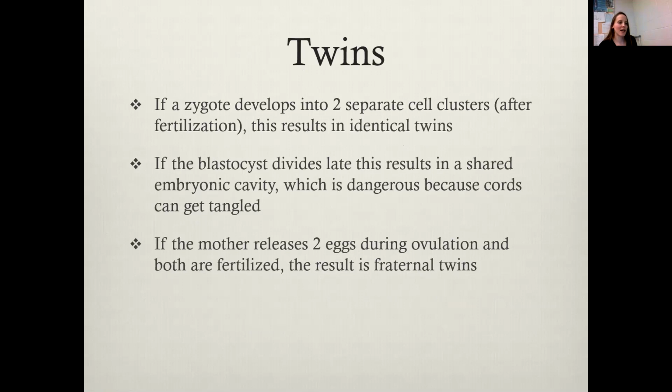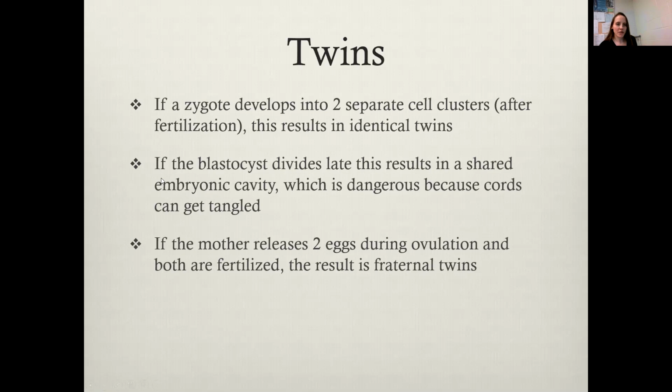If the blastocyst divides really late, it can result in a shared embryonic cavity, which can be dangerous because the umbilical cords of the 2 fetuses can intertwine and become tangled. But usually the division of that zygote happens earlier on.